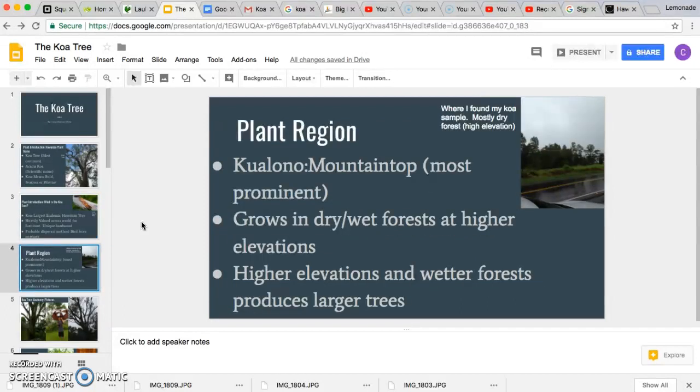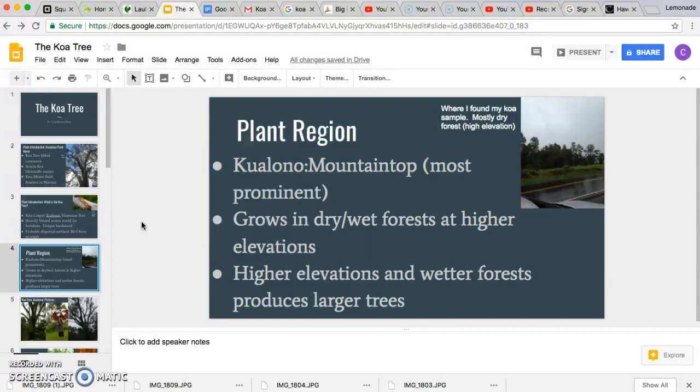Okay, so the plant region where the koa grows. The plant region where the koa grows is known as the kualono, and it is the mountaintop. This is the most prominent area where koa is grown, and it often grows the largest here. And a little fun fact is this is probably where the native Hawaiians found their trees to make their canoes.